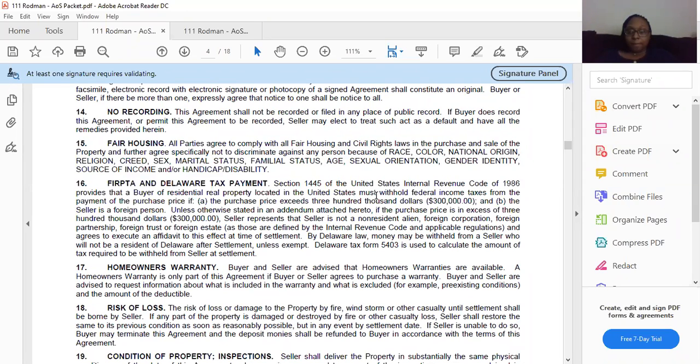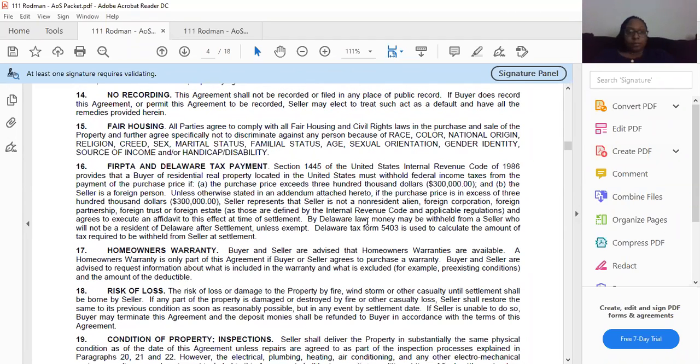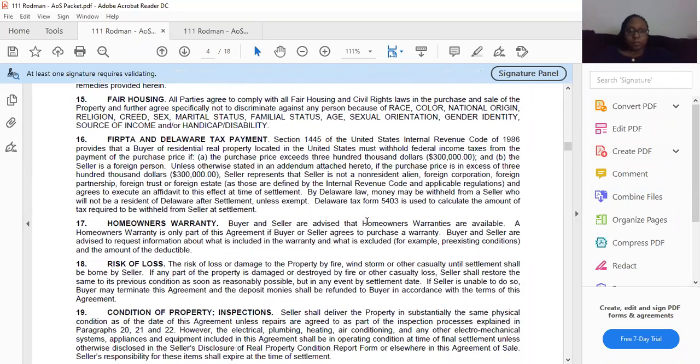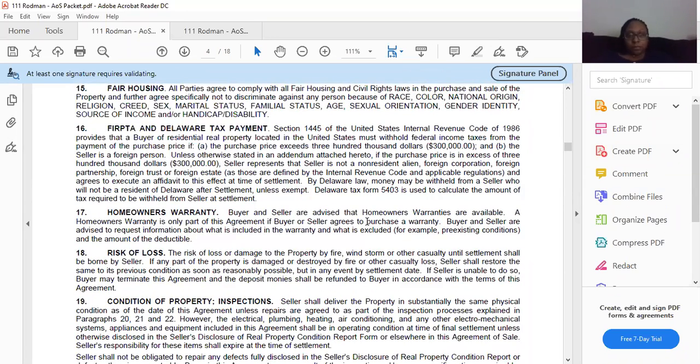FIRPTA and Delaware tax. Again, this is more for the attorney and an accountant. So if you have an investor possibly from abroad and it's going to be a big transaction, you might want to have them definitely consult the attorney and the accountant about any of their tax liabilities.